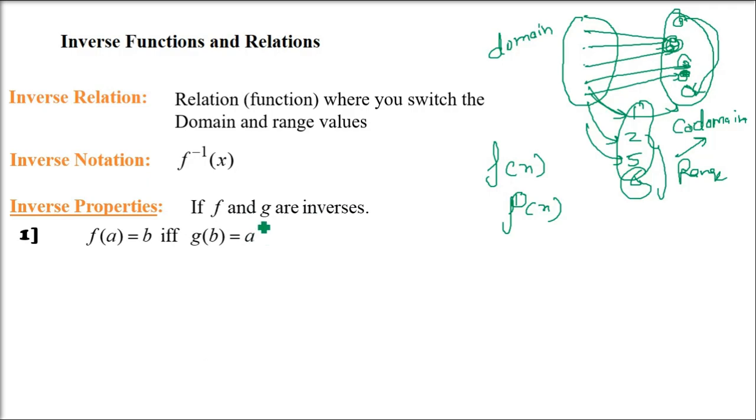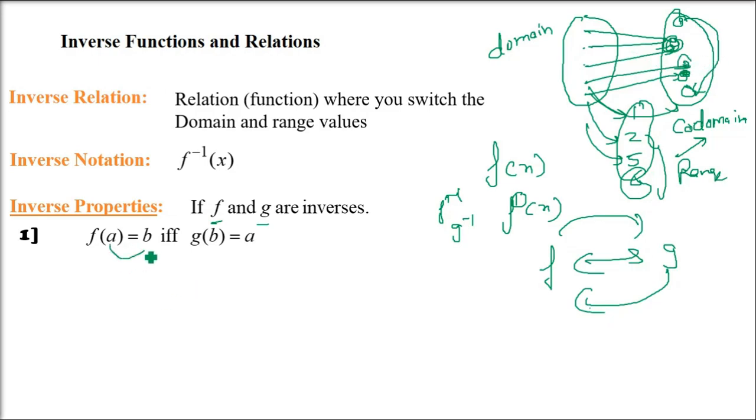Let us call f inverse as g. So if f and g are inverses, that is, f is an inverse of g and g is an inverse of f, this is only possible when f(a) equals b and g(b) equals a. When they are inverses, if you put the value of a in function f, you get b, and if you put the value of b in function g, you get a. You'll understand it just now.